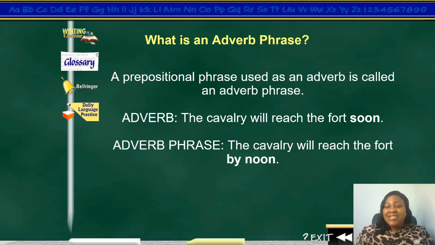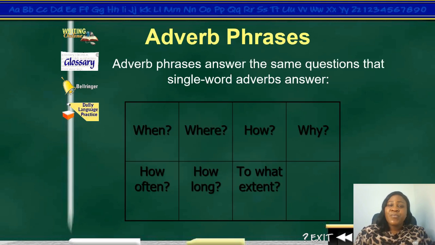What is an adverb phrase? A prepositional phrase used as an adverb is called an adverb phrase. For example, the cavalry will reach the fort soon. In this sentence, we have just one adverb, which is soon. While in the cavalry will reach the fort by noon, we have an adverb phrase, which is by noon.